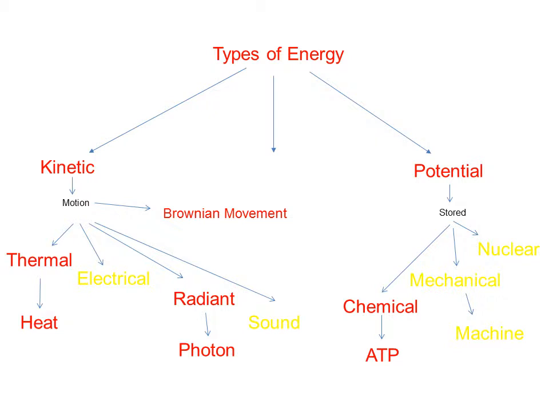Under the category of energy of motion, we're going to look at thermal energy, which is also called heat energy. We will look at radiant energy, which is also called photon energy. And we will discuss Brownian movement. In reference to potential energy, we will only talk about chemical energy, which is stored energy in the form of ATP.